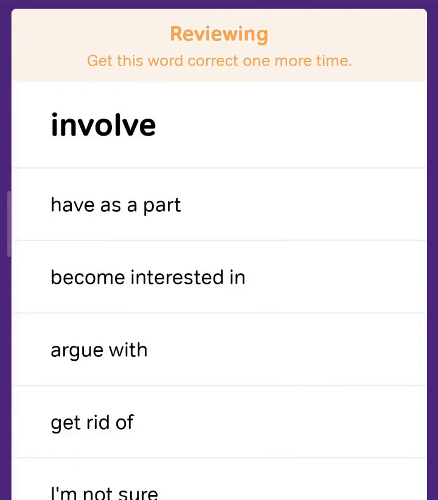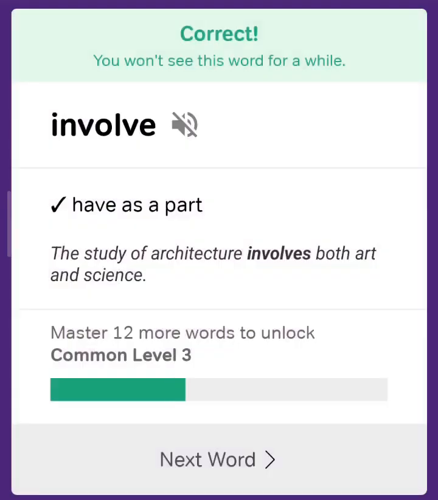Involve. Have as a part. The study of architecture involves both art and science.